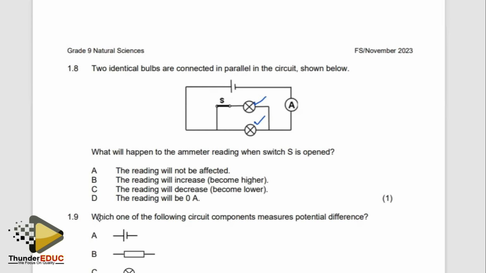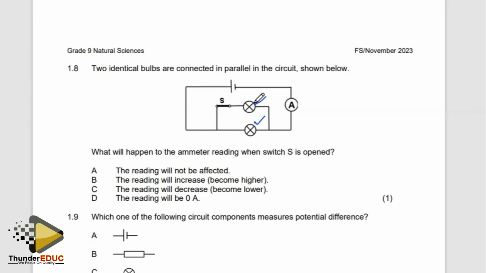All right. So you need to know the connection of series circuits and parallel circuits. Resistors that are connected in parallel have low resistance, okay? Hence, there's a large amount of current. Then here, what will happen to the ammeter reading when switch A is opened? When switch A is opened, it means there is no current that will flow to this bulb.